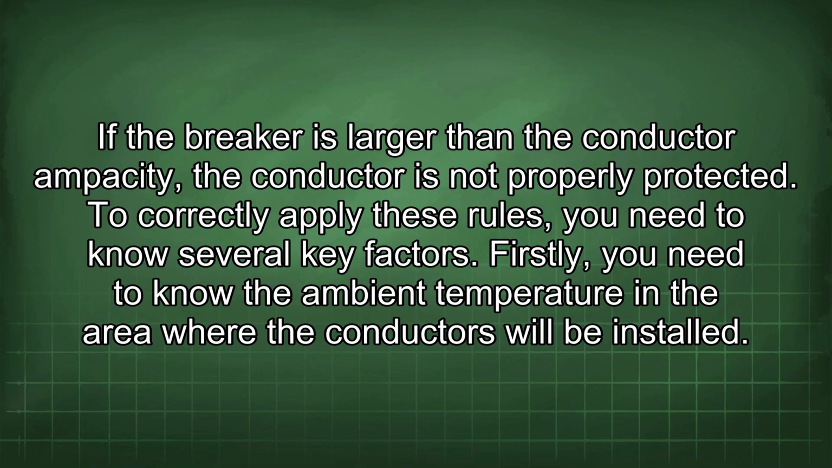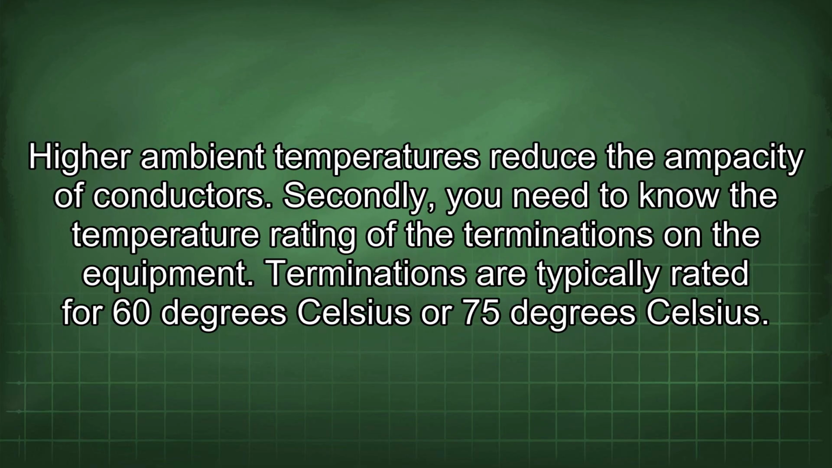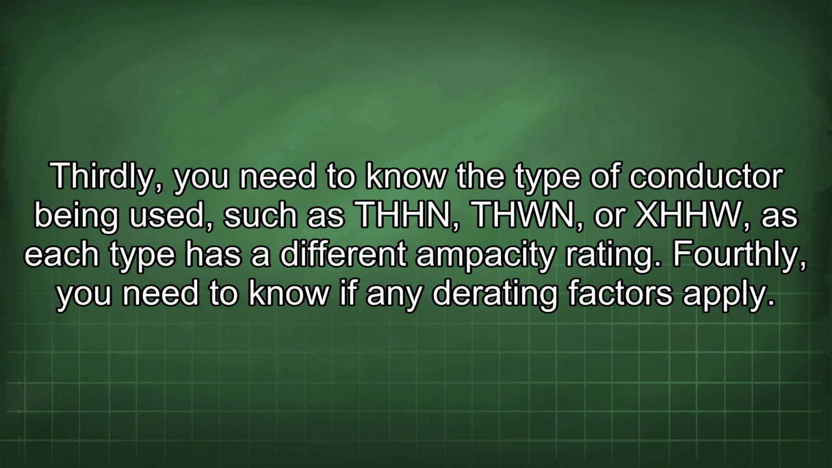To correctly apply these rules, you need to know several key factors. Firstly, you need to know the ambient temperature in the area where the conductors will be installed. Higher ambient temperatures reduce the ampacity of conductors. Secondly, you need to know the temperature rating of the terminations on the equipment. Terminations are typically rated for 60 degrees Celsius or 75 degrees Celsius. Thirdly, you need to know the type of conductor being used, such as THHN, THWN, or XHHW, as each type has a different ampacity rating.